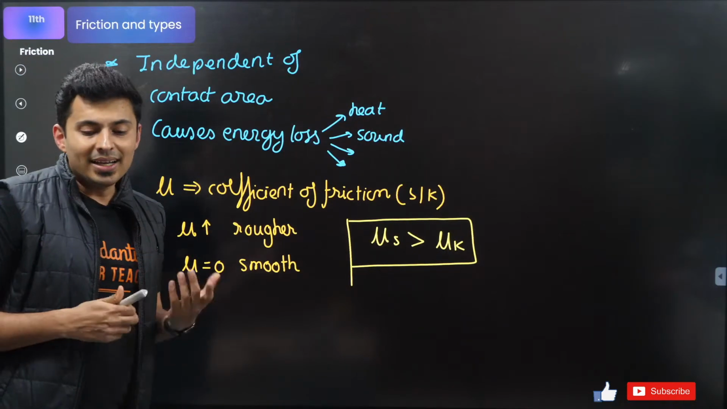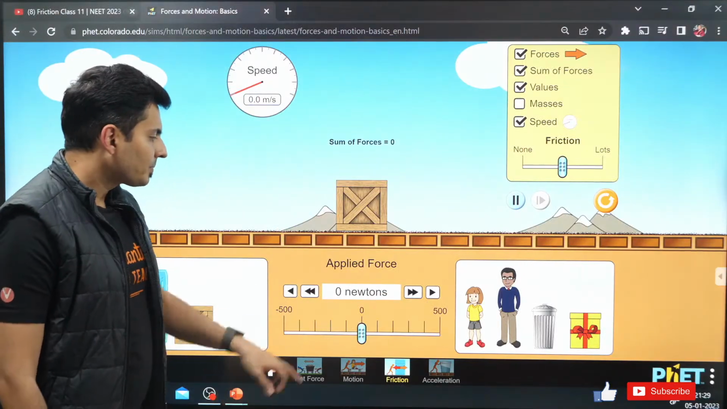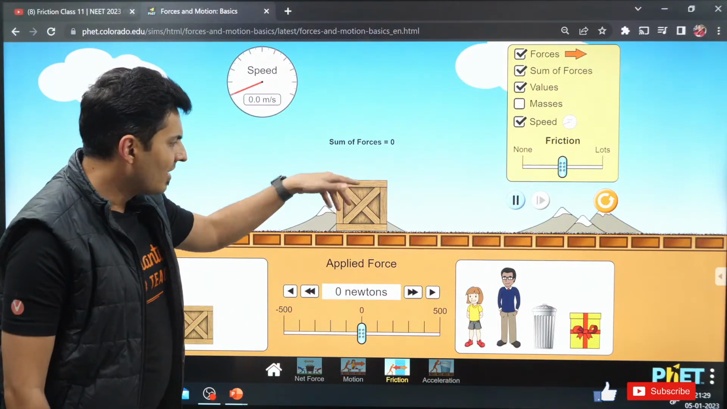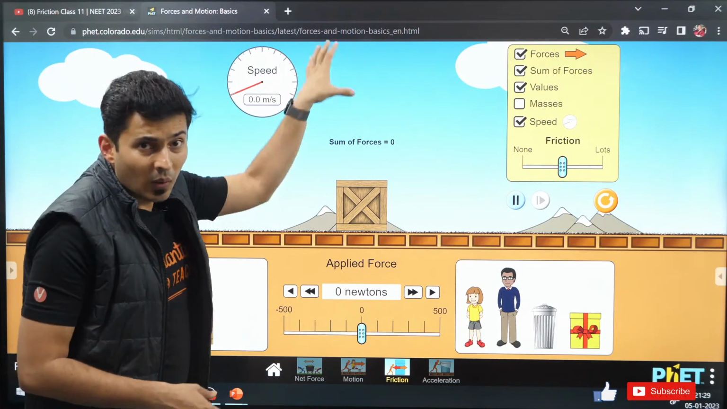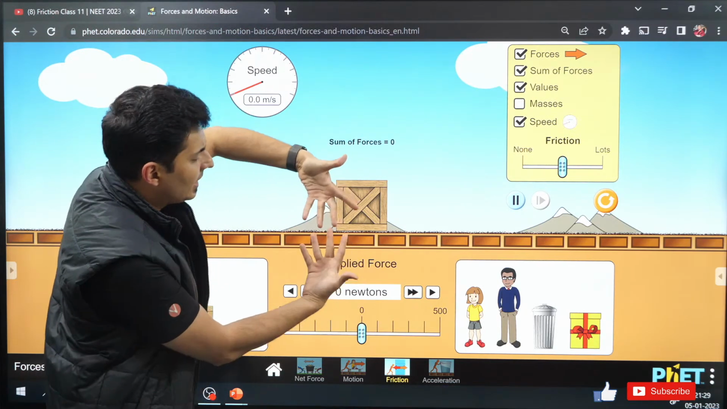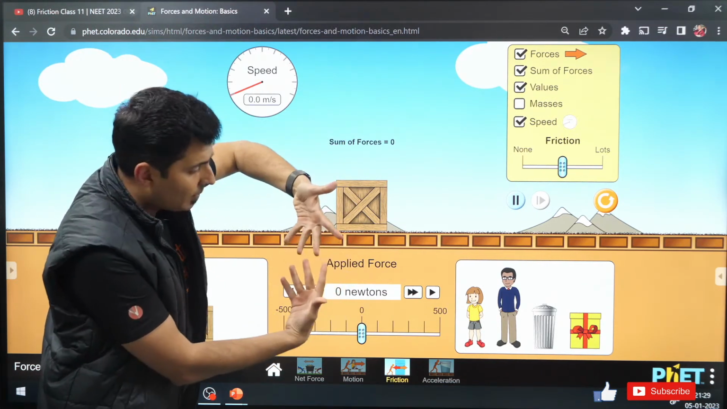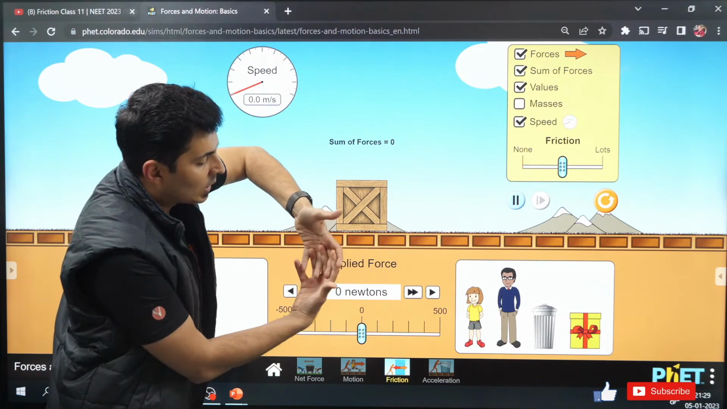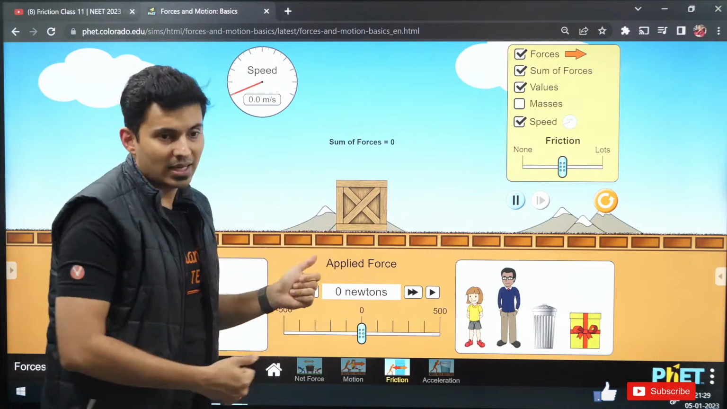Now, why does that depend on the normal? You can see that over here. Imagine this box is kept on the surface. If you add more weight, what will happen? There will be more interlocking. If it is light, there will be less interlocking. The more the normal force from the top, the more interlocking there will be. So it is more difficult for it to slide.